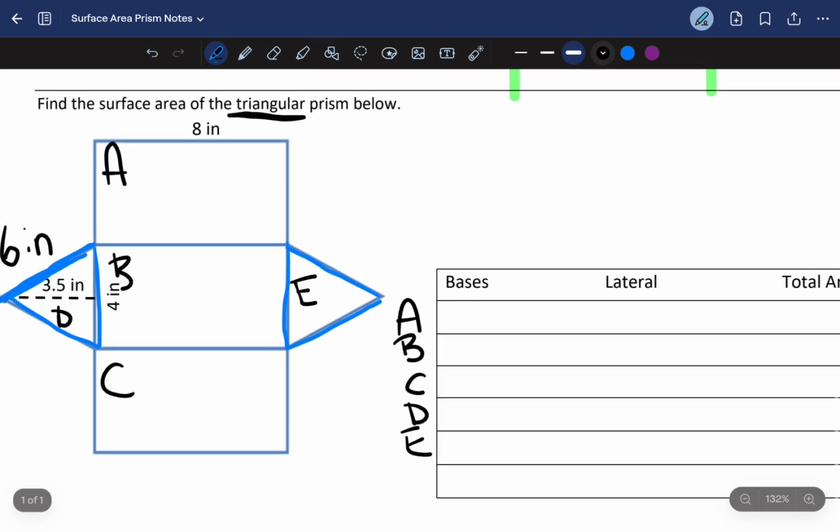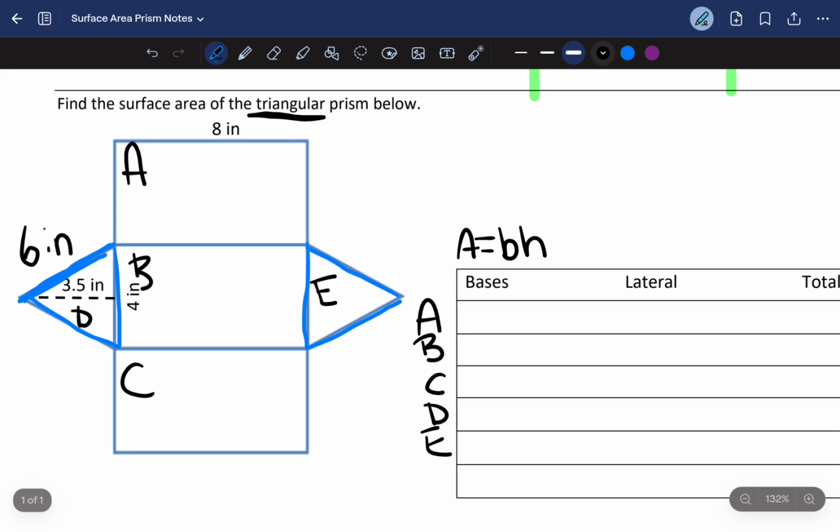Okay, so let's go ahead and find the faces, A, B, and C, because we're going to do lateral surface area first. Now I notice that they are all rectangles. So I'm going to use the formula A equals BH, base times height. So that's pretty easy. We're just going to multiply the numbers, and that's our answer.